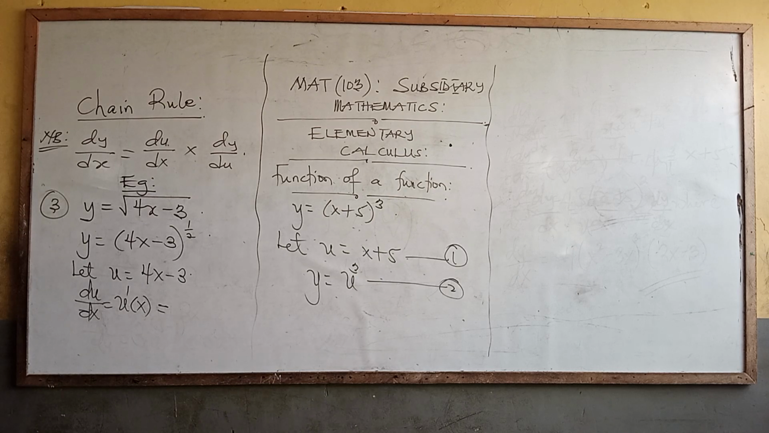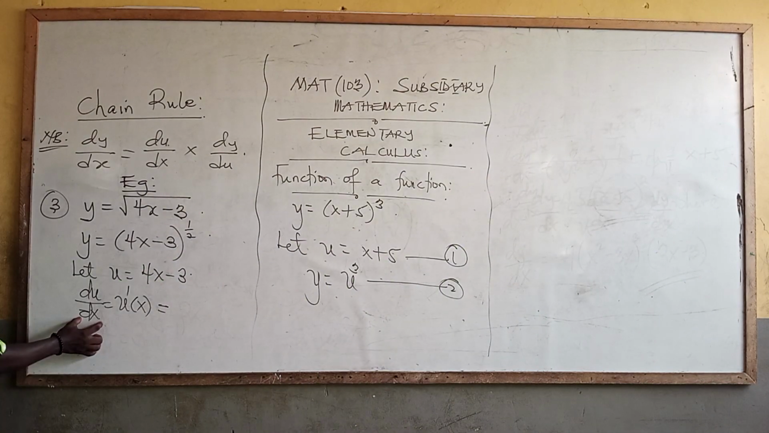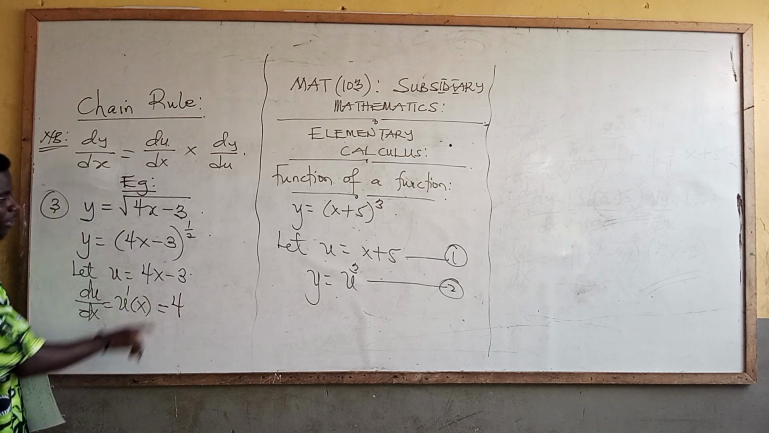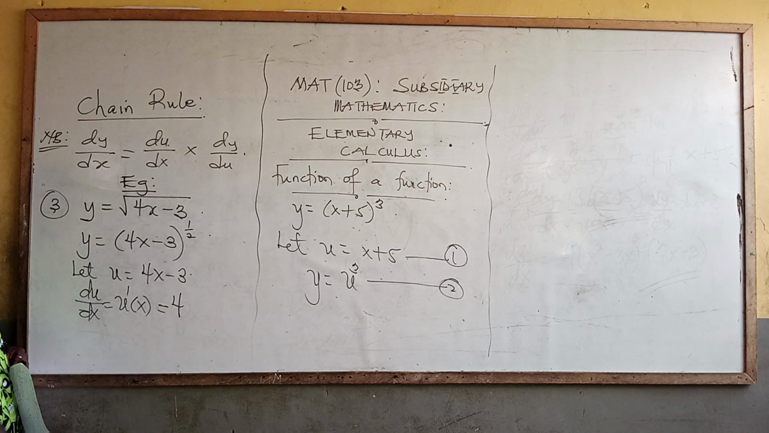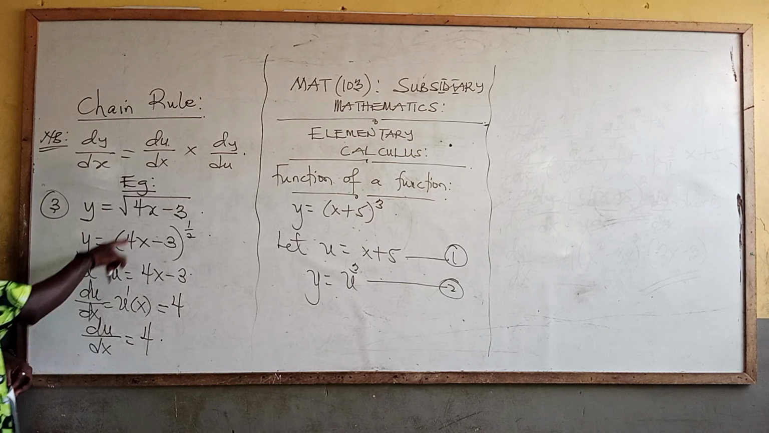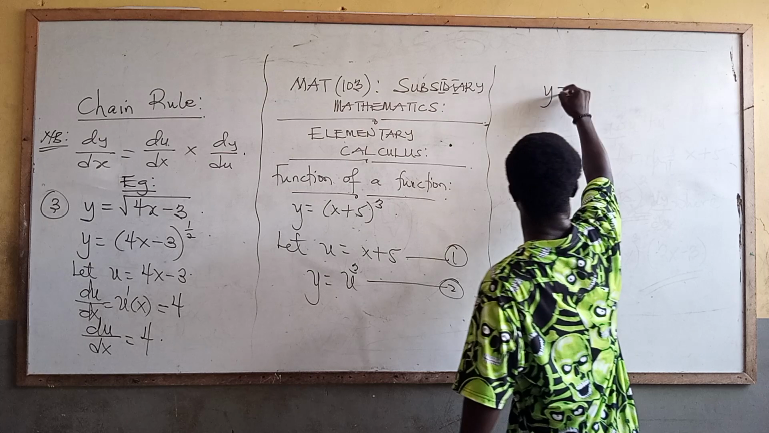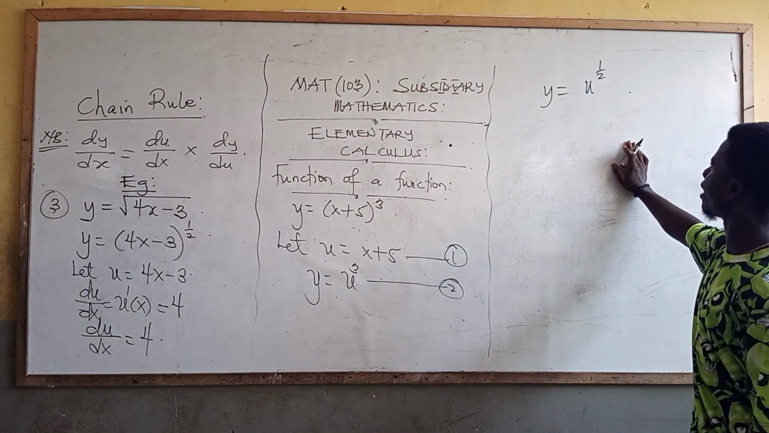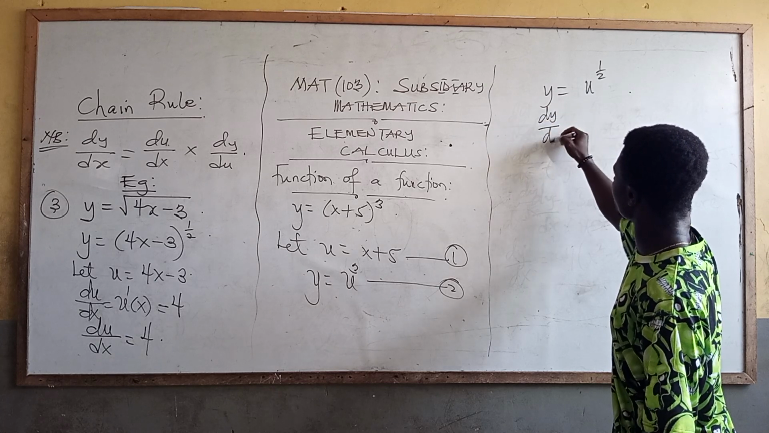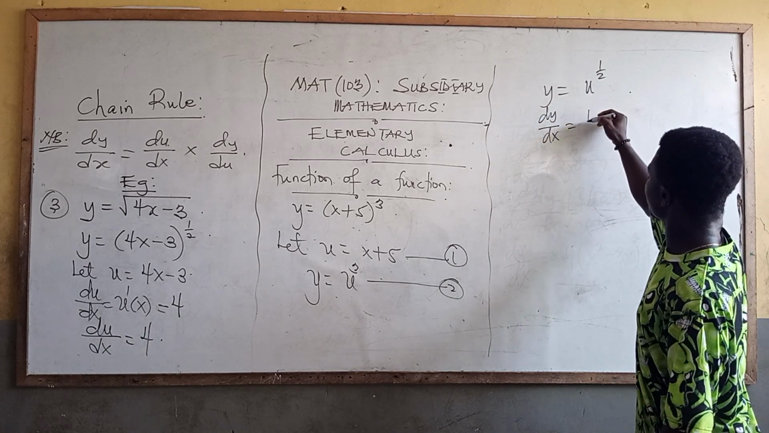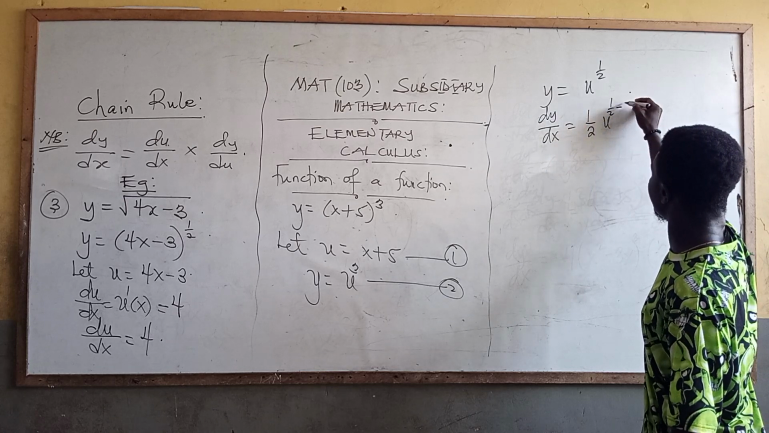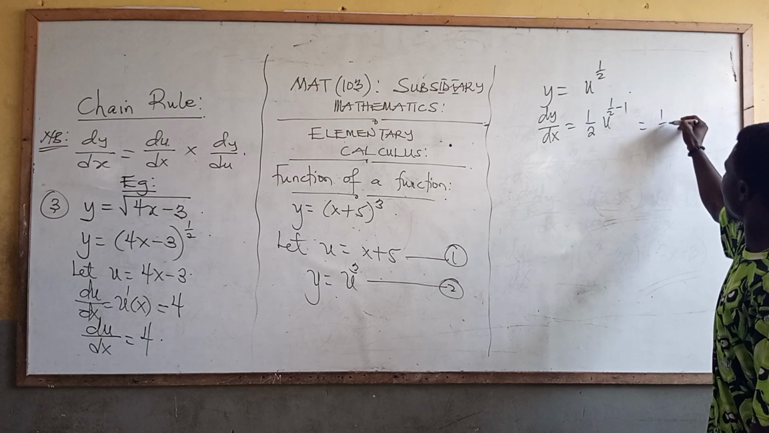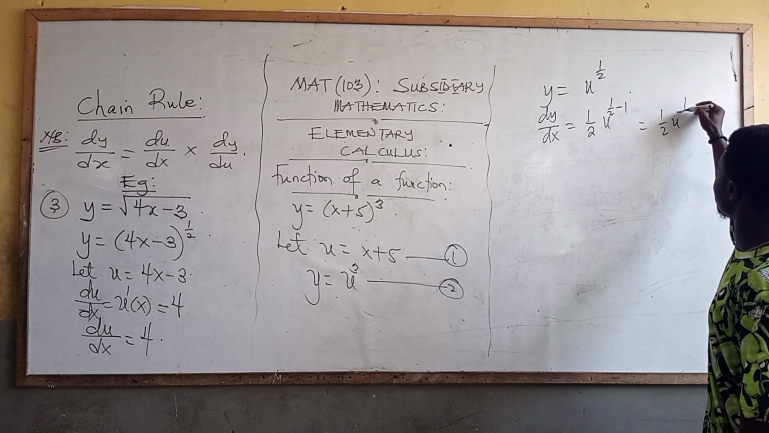So let's see. u prime of x is the same thing as the derivative of u with respect to x. So we differentiate 4x, we get 4. Then we differentiate this negative 3, we get 0. So now I have my du over dx, which is equal to 4. Now let's substitute u into that. So we get y equals u exponent half. Right. So now let's differentiate y with respect to u. We get half down, u to the power half minus 1.